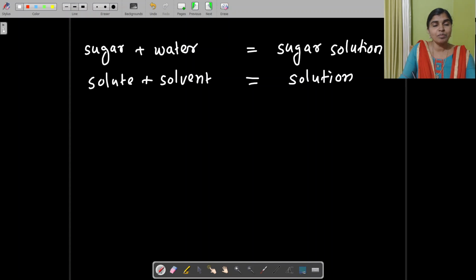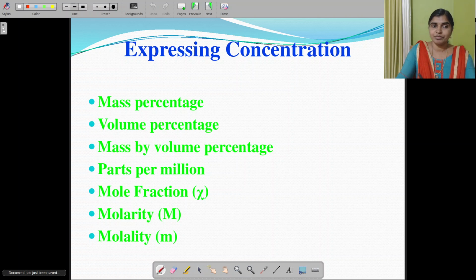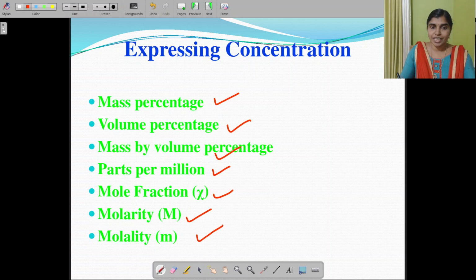If we are adding more and more solute, if we are increasing the amount of solute, the concentration will increase. So the concentration of the solution depends upon the amount of solute present in the solution. There are different methods to express the concentrations of solutions. The first method is mass percentage, then volume percentage, mass by volume percentage, parts per million, mole fraction, molarity and molality.